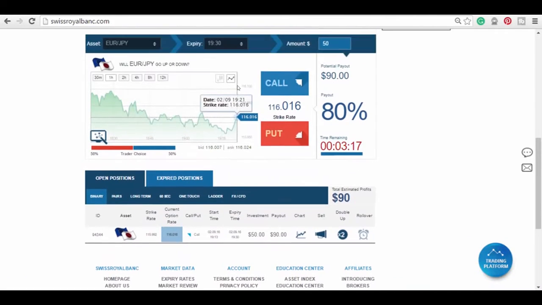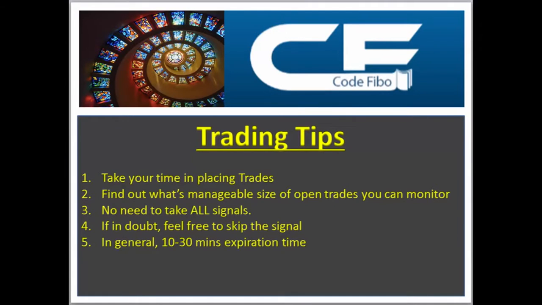Okay, before we start trading, let's take a look at some trading tips that I follow and hope you will adopt some of these strategies that will help you make some profitable trades. Trading tip number 1. Take your time in placing your trades. You do not need to rush. Take a look at the charts. You want to make sure that it is the right trend before you place the trade. So take your time. Number 2 is find out how many open trades you can manage at one time. Personally, for me, if it's more than 4, it is very hard for me to keep track and monitor them. So I limit my trading to only 4 or less than 4. Most of the times it's less than 4.